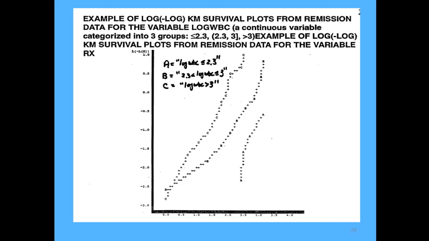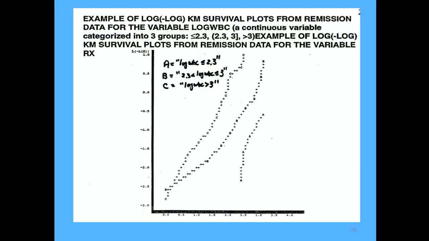So that's a drawback. And of course, the other drawback is if you have three variables, like log white blood cell count, treatment, and sex, and you look at these things one at a time, and you make a decision, like in this case, the sex variable doesn't look like it satisfies the assumption because the curves are crossing here. The log-log curves are crossing, definitely not parallel.